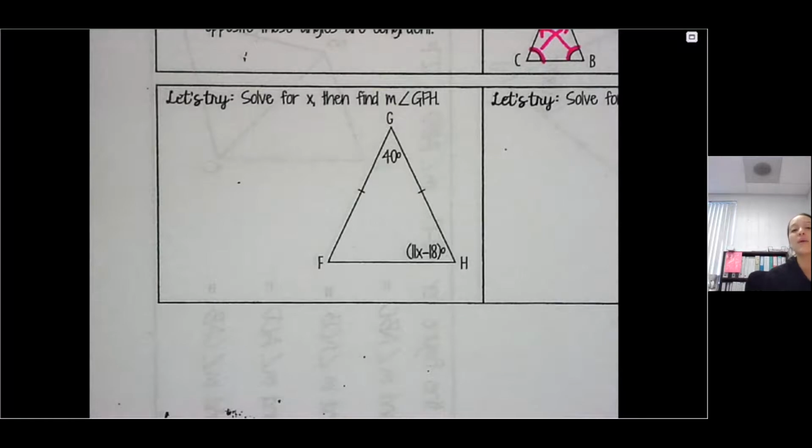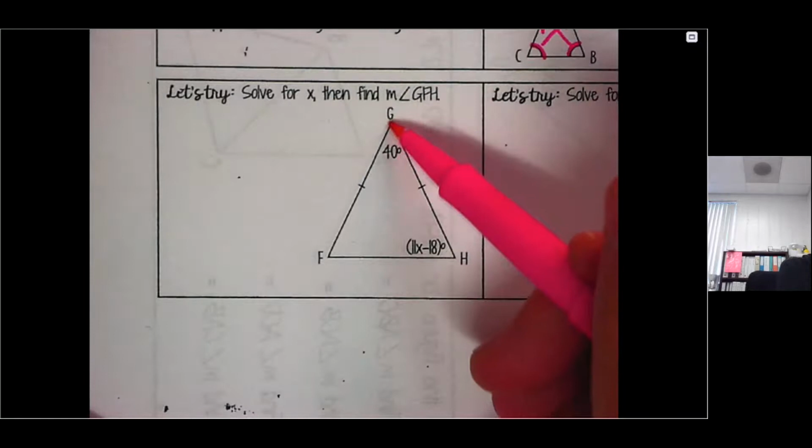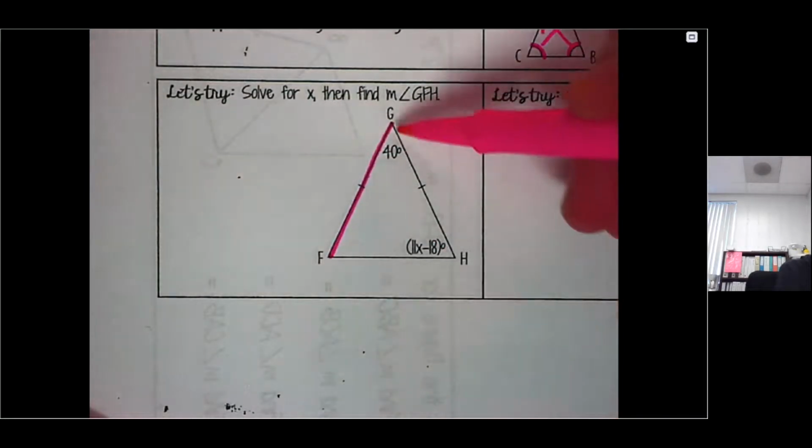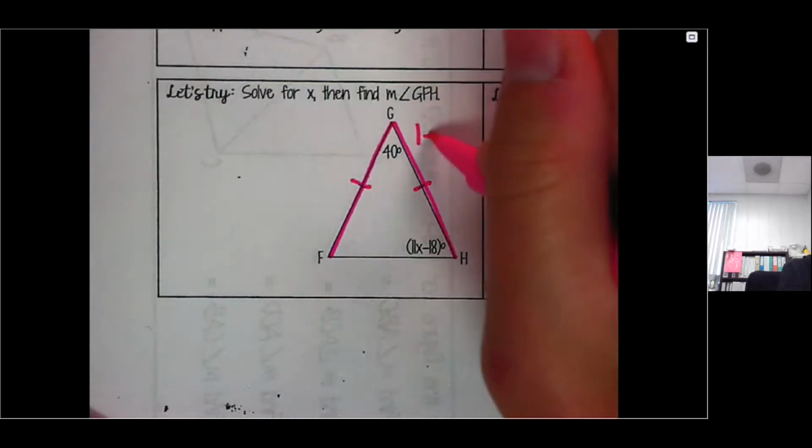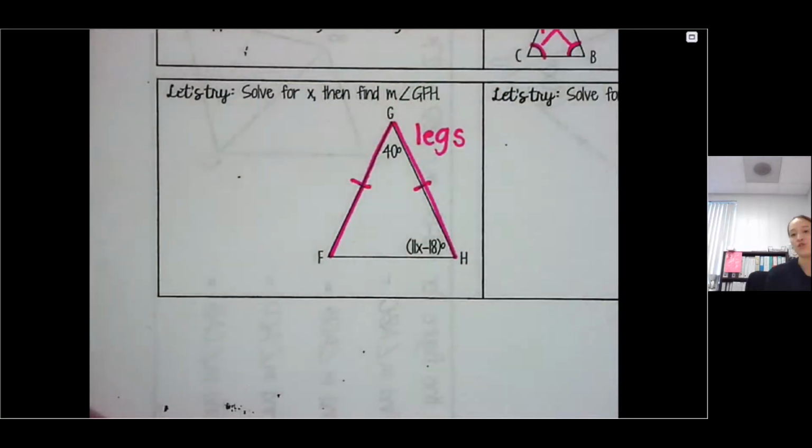All right, first one. Let's solve for x. Then we're going to find the measure of angle GFH. So the first thing we're going to do, even if you've already started, I do want to label some of the pieces in this picture. Which two sides are the legs? Darian? The two with the tick marks right here. Good. So GF right here and GH, these two sides have the tick marks. These are my legs. So I would like you to label that in the picture.